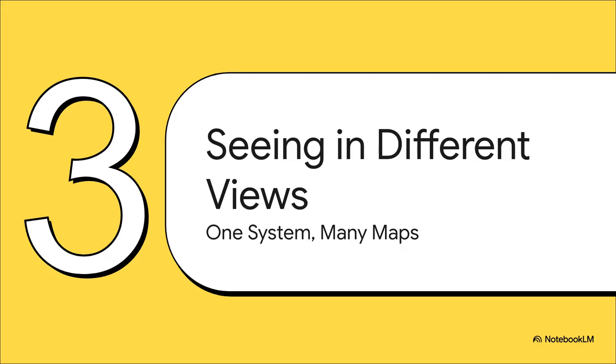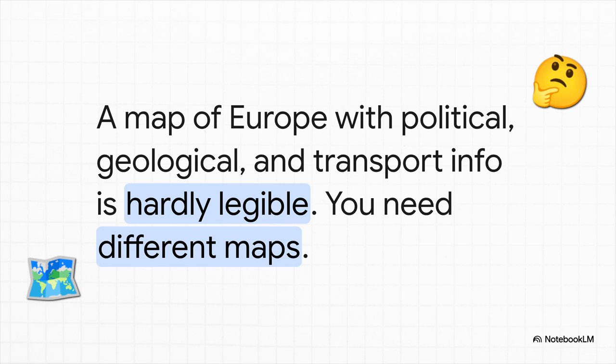Okay, a map is great, but what if your system is so complex that one single map just isn't going to cut it? It can't show you everything you need to see. Well, the answer is simple. You don't use one map. You use a whole bunch of them. I mean, think about an actual map of Europe. If you tried to cram political borders, all the mountain ranges, and every single train route onto one single piece of paper, it would be a complete unreadable mess, right? So you have a political map, a geological map, and a transportation map. It's the exact same idea when you're designing software.